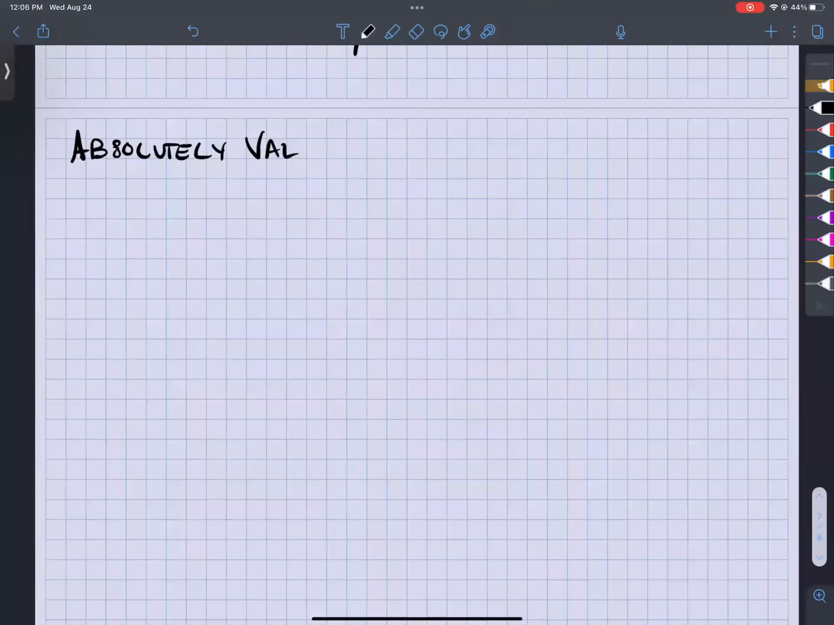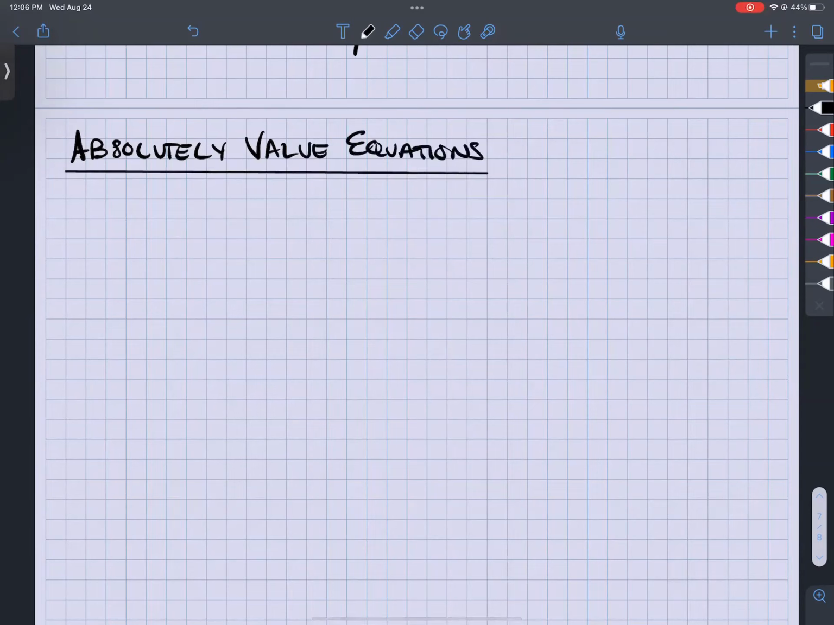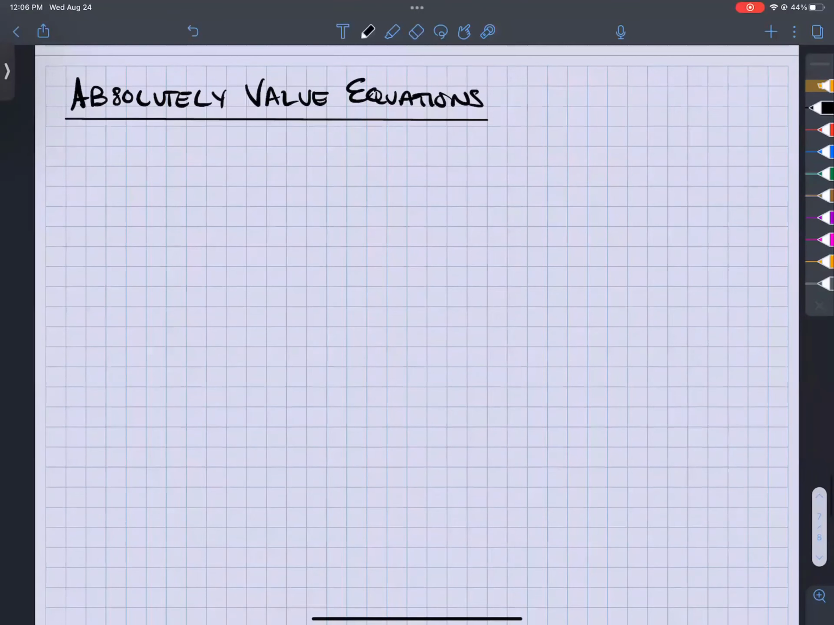Boom. So, absolute value equations. All right. So you guys know what absolute values are. Is that correct?